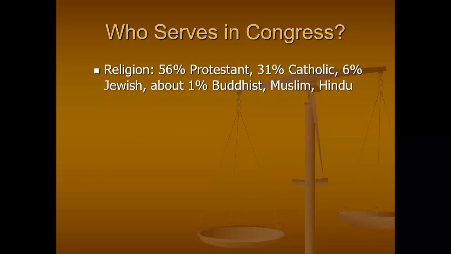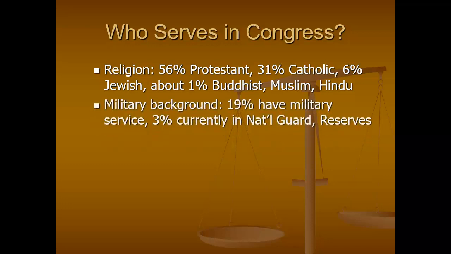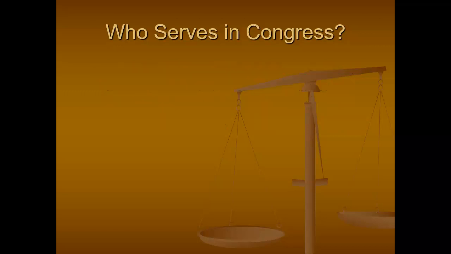In terms of religion, Congress is heavily Protestant, with also strong representation of Catholics and Jews. Other religions, and people claiming no religious faith, are relatively underrepresented. In terms of prior backgrounds, nearly 1 in 5 members of Congress have military experience, and 3% are still active in the National Guard or Reserves. Further, about half the people who serve in Congress hold law degrees.